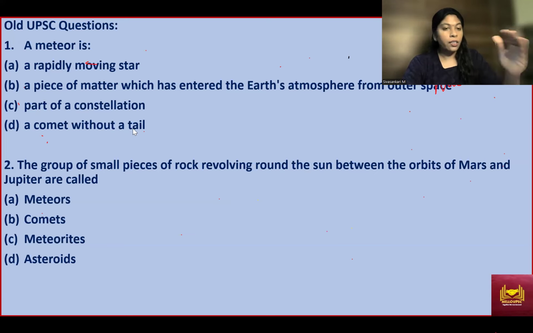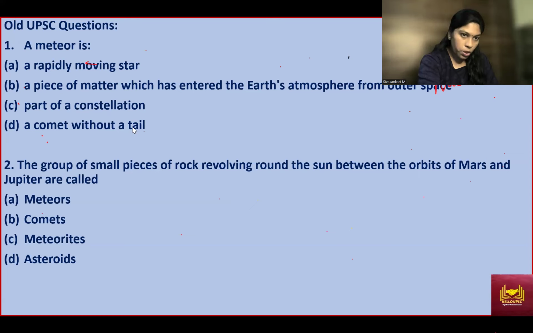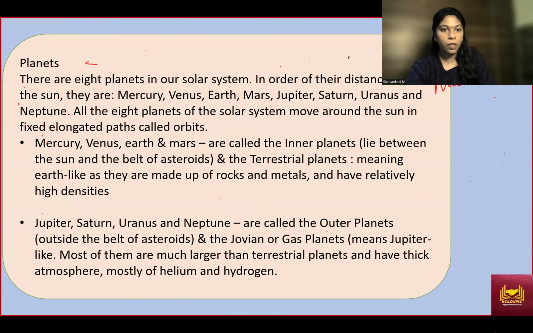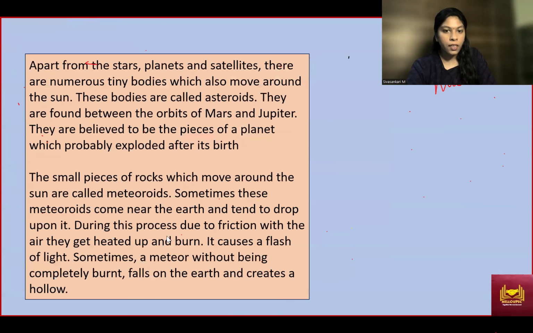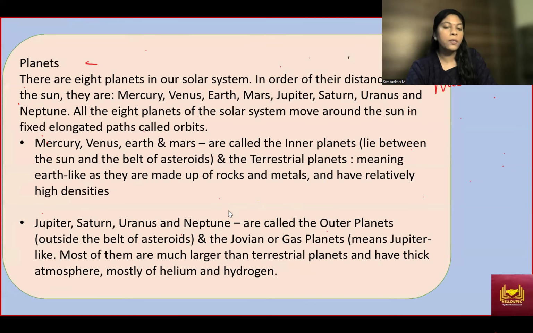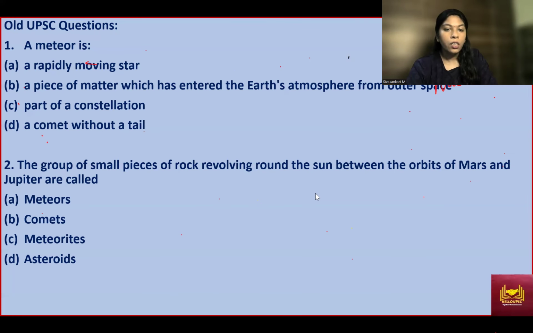A comet without a tail. This term is there. Questions often come related to comets, but in NCERT so far I have not crossed this term. That is why I have not given it. So the best answer is a piece of matter which has entered the Earth's atmosphere from outer space. That's the answer. I'll go back and show you that. See here, we have seen about meteoroids, and below this we have also seen about meteor. So this is the answer which we have to give. We can pick this answer.